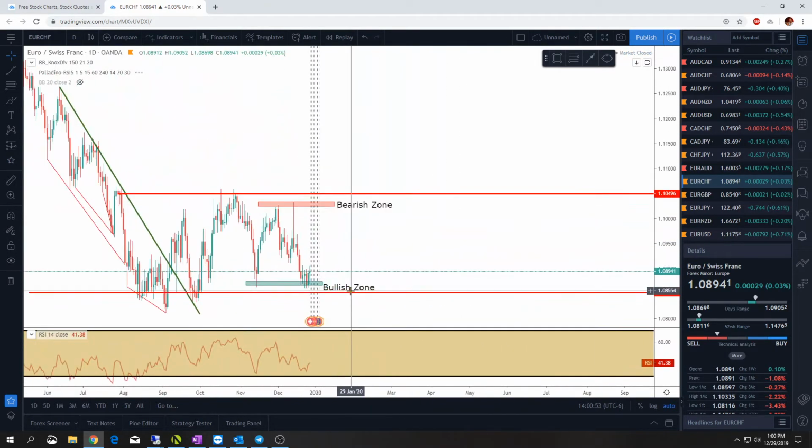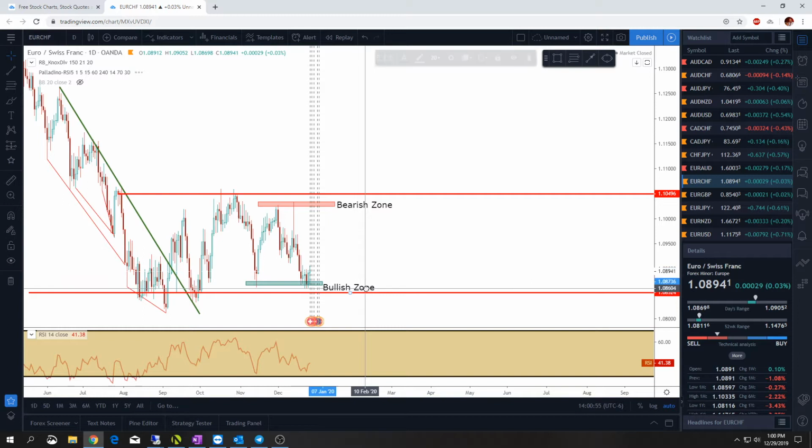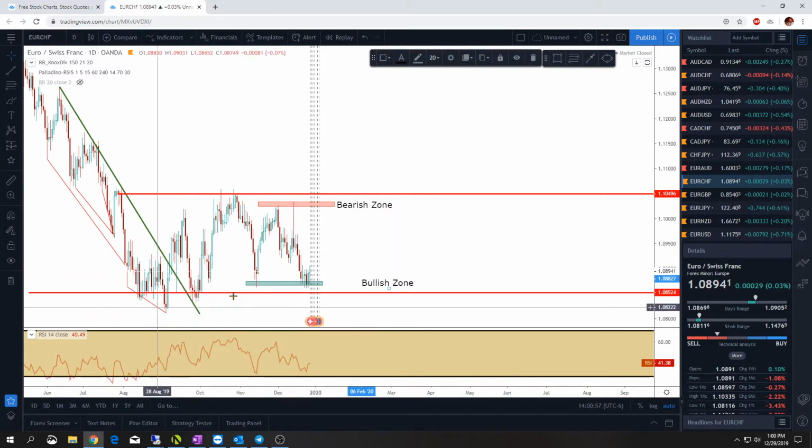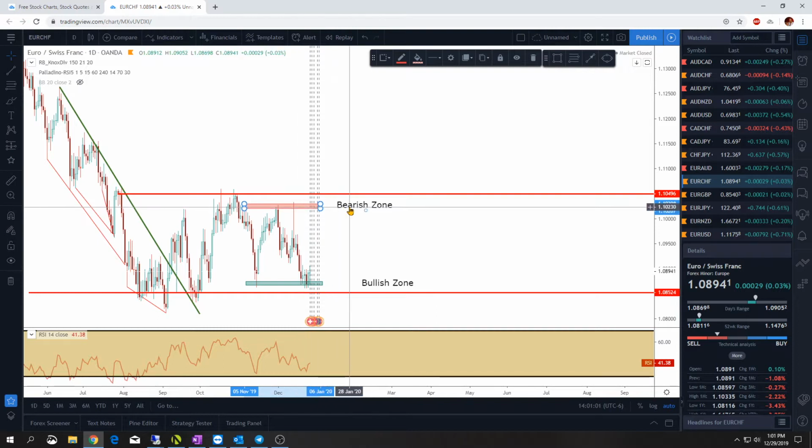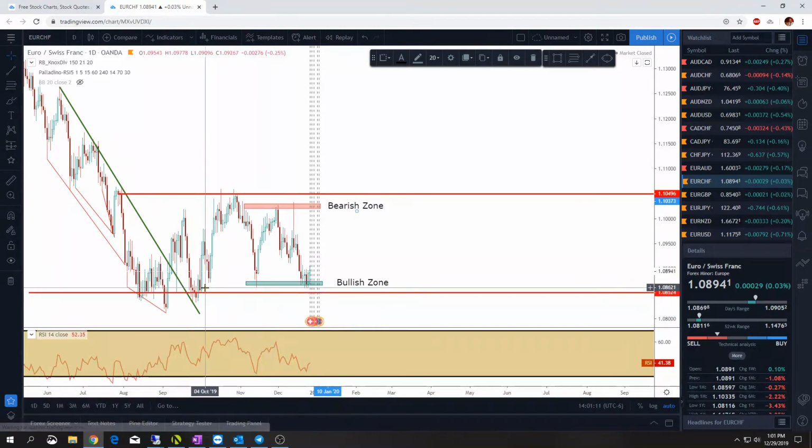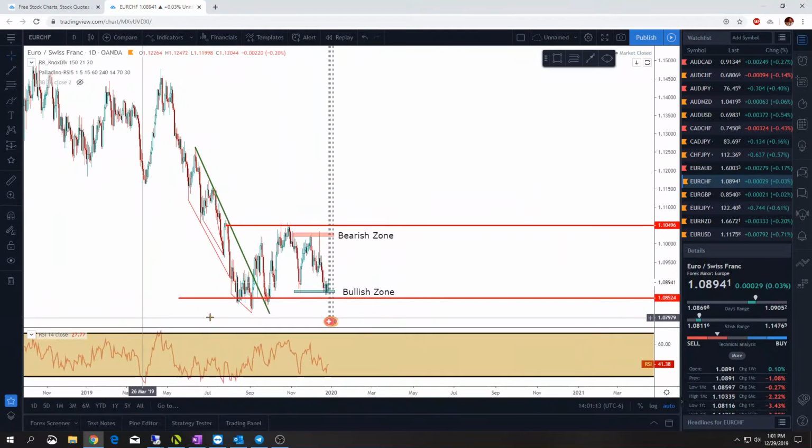Euro, Swiss franc. Again, a very technically obedient pair we got going on here. We have a good bearish zone way up here. Price got into our bullish zone last week. Might still be a really good buy up to these levels, or at least halfway to our bearish zone. I'm going to turn the Euro Swiss franc red.